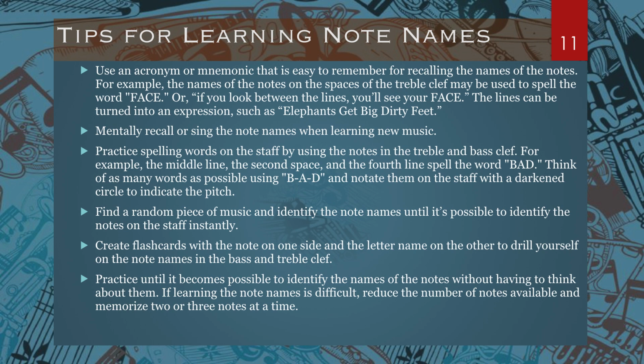You can also find a random piece of sheet music and identify the note names until it's possible to identify the notes on the staff instantly. So go to any of these sites that offer free sheet music or download the information from your workbook and just start randomly identifying notes in the sheet music that is available. There are 7 daily routines, a whole bunch of mirror exercises, there's 12 of them, and plenty of options for you to actually go through and identify these pitches.